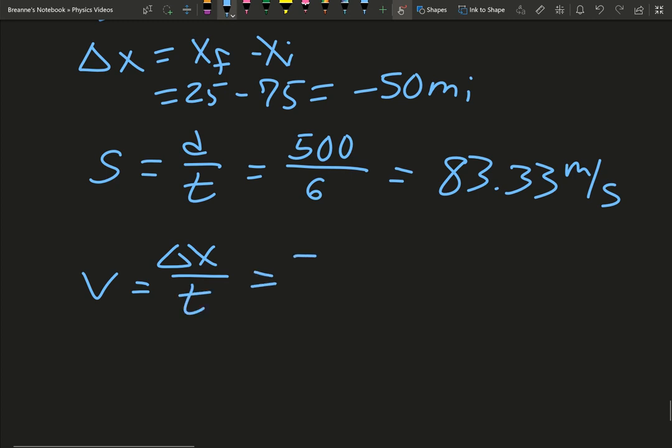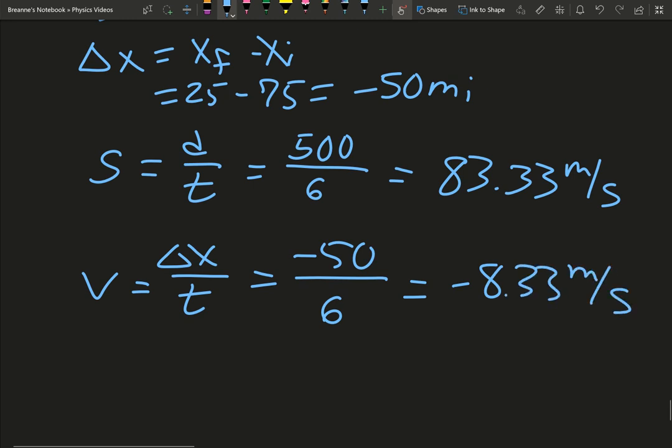For your velocity, it's your displacement over time. Your displacement was negative 50. Your time is still 6. So negative 50 divided by 6 gives you a negative 8.33 miles per hour. So your velocity is less because your displacement is less.